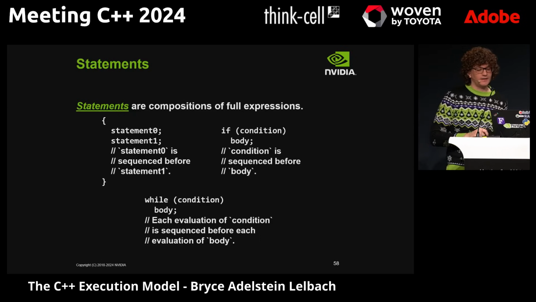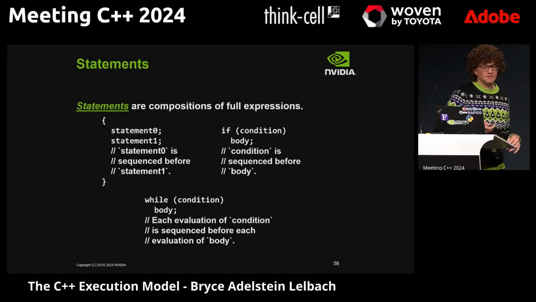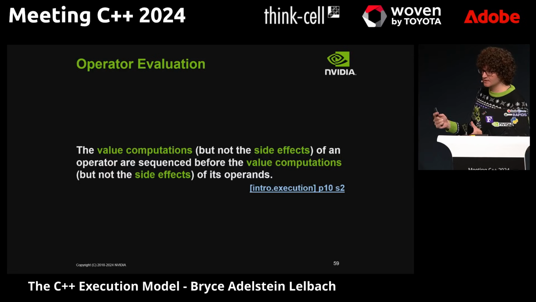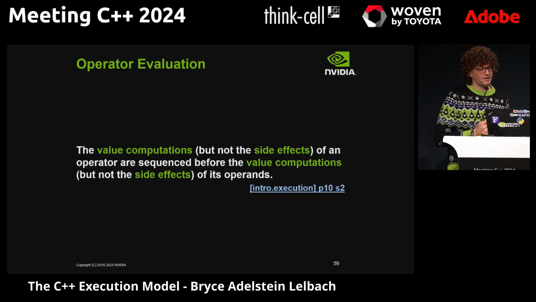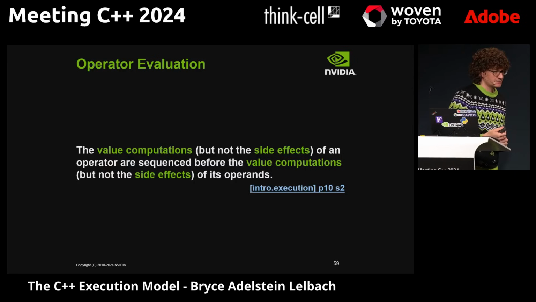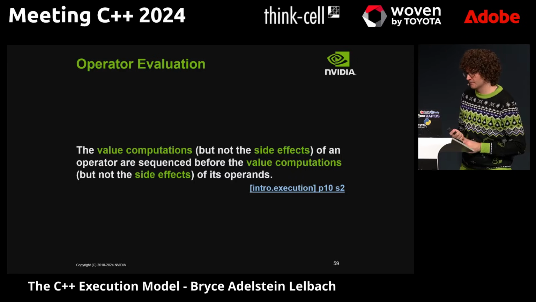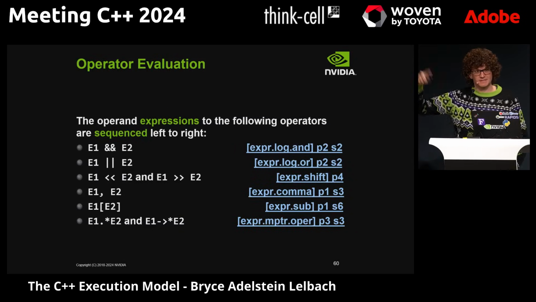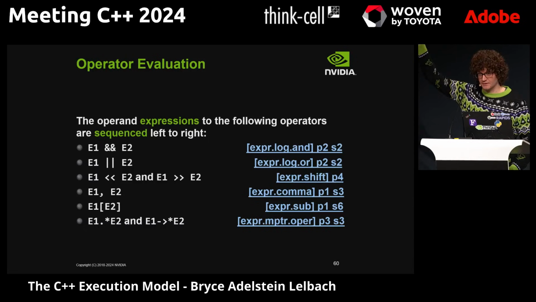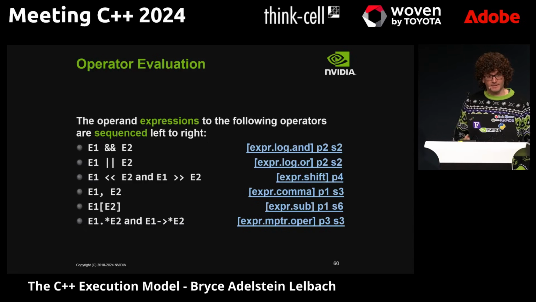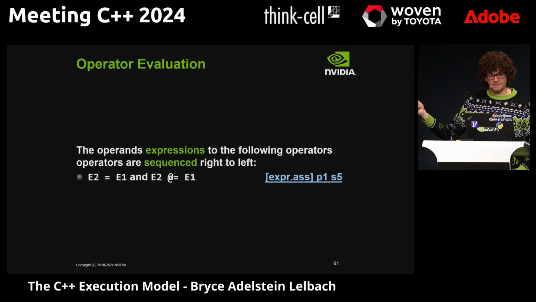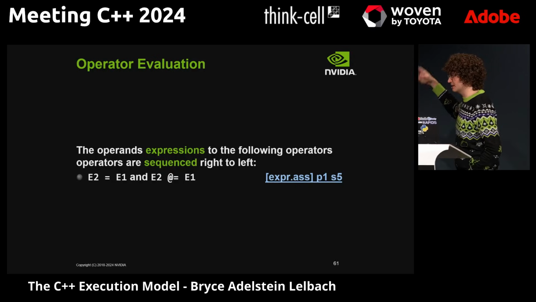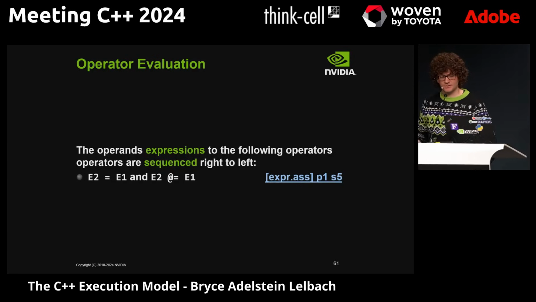So now let's look at how C++ operators are actually evaluated. So again, the value computations, but not the side effects, of an operator are sequenced after the value computations, but not the side effects, of its operands. The operand expressions to the following operators are sequenced left to right. So you evaluate the left-hand side first. But for assignment, you evaluate the right-hand side first, whatever you're going to be assigning from, before you evaluate the target.